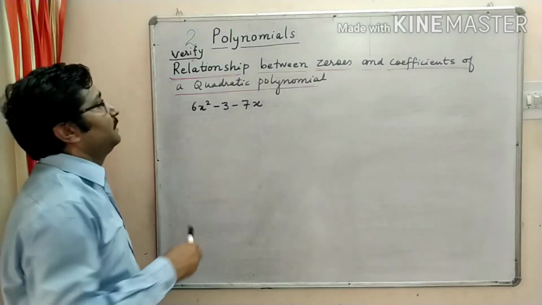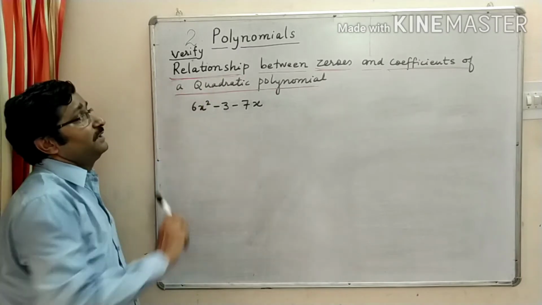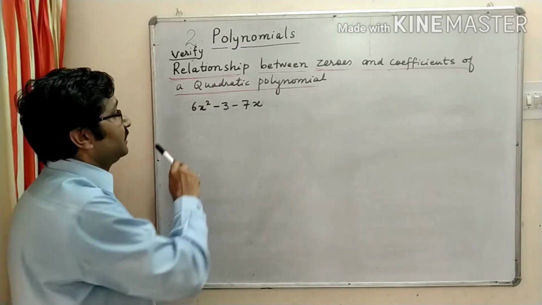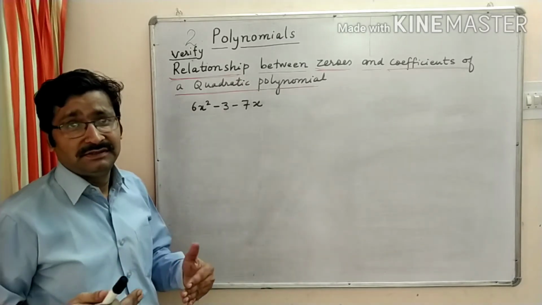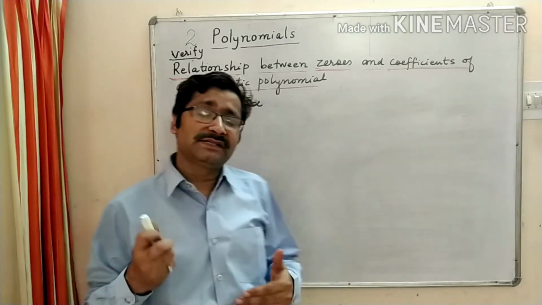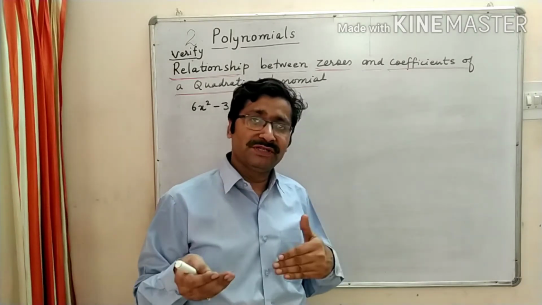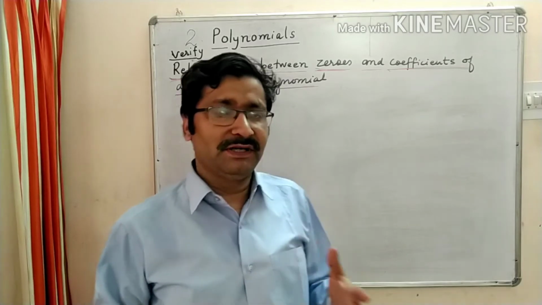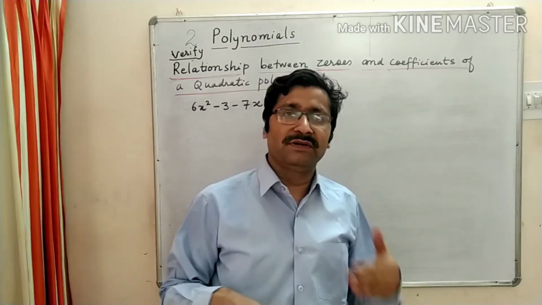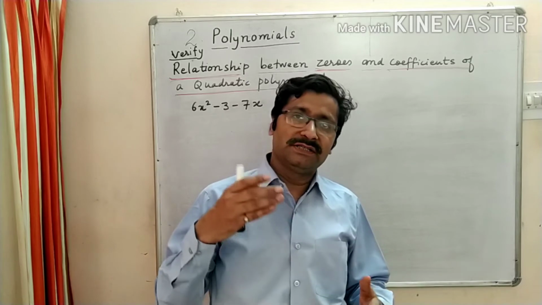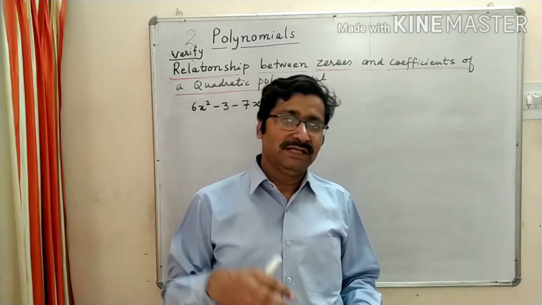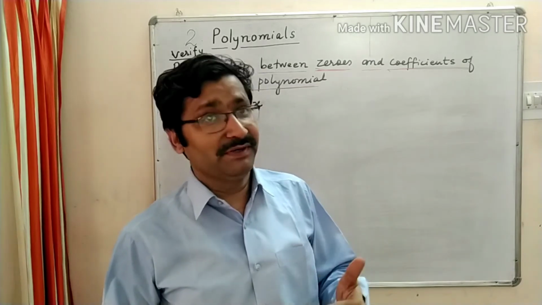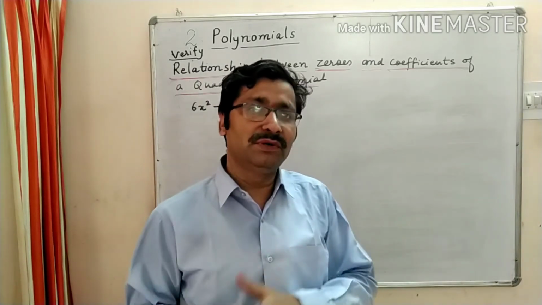You have to verify the relation between zeros and coefficients of a quadratic polynomial. When you verify the relations between the zeros and the coefficients, first of all you will find the zeros. Then you will verify the relations. The first relation, which I already explained, is alpha plus beta equal to minus b by a, and the second relation is alpha into beta equal to c by a. That we have to verify. Verify means left hand side will be equal to right hand side.